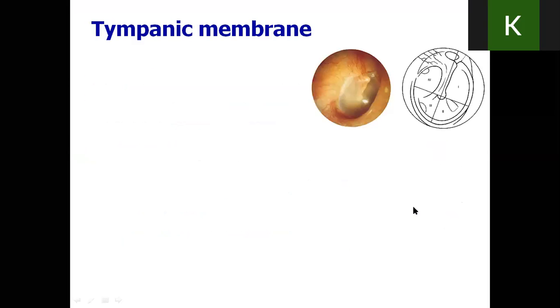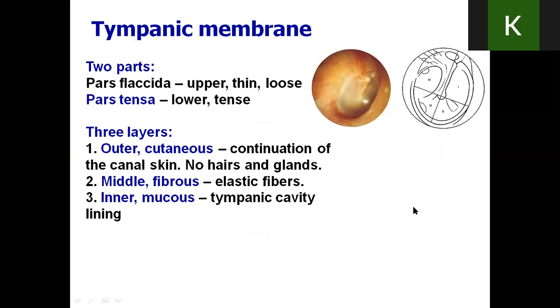The tympanic membrane has 2 parts: pars flaccida and pars tensa. Pars means part also, but it is pars flaccida and pars tensa. Flaccid means loose, tensa means tense. So the upper thin loose part is pars flaccida. The lower tense part is pars tensa.